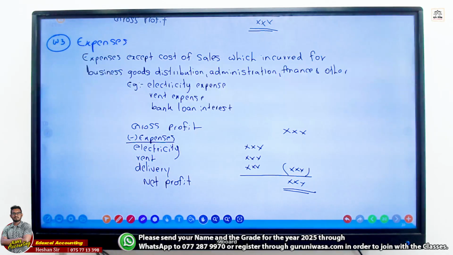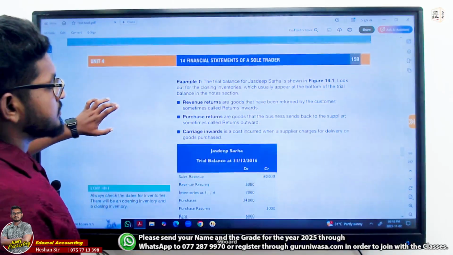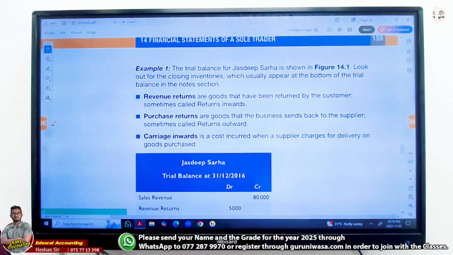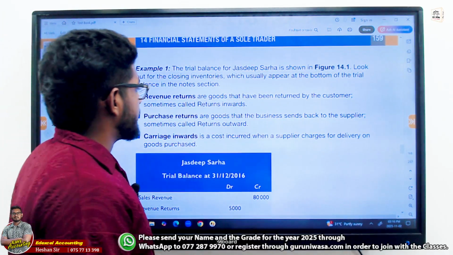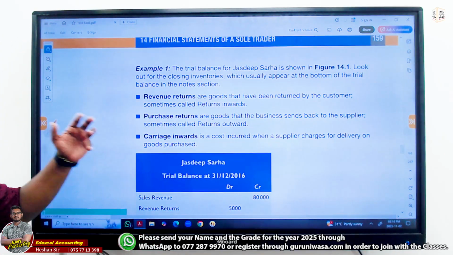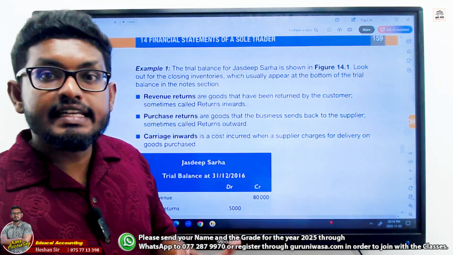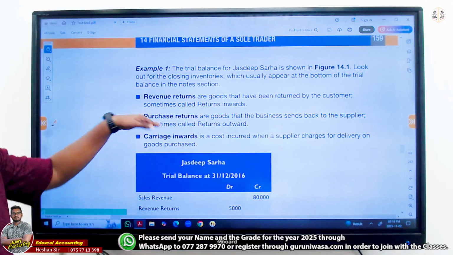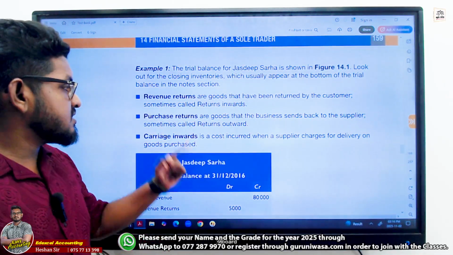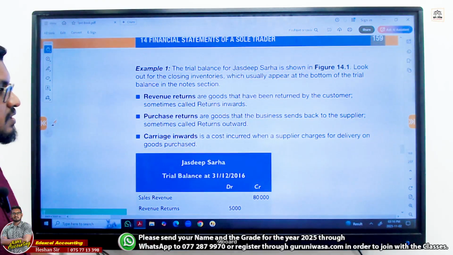Right. Okay. Now you know up to that. When we are taking this one, you need to be careful. Revenue returns, I told you what it is: income decreases things. Sales return or revenue return. Sales are revenue, same word. Those are on the debit side of the trial balance. Purchases are on the debit side. Purchases return, expense decrease, so it's on the credit side. Carriage inward is an expense, so it comes under the debit side.